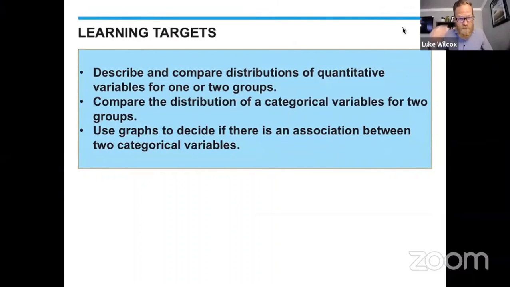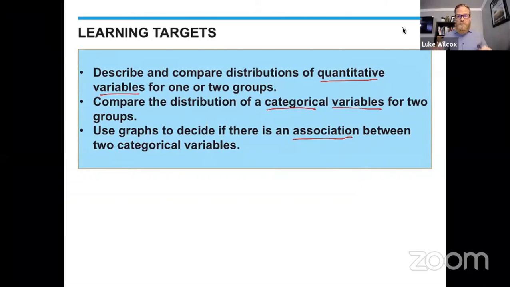The learning targets. First one, describe and compare distributions of quantitative variables for one or two groups. Learning target number 2, compare the distribution for a categorical variable for two groups. So we're going to be dealing with both quantitative and categorical variables in today's lesson. And the last learning target is use graphs to decide if there's an association between two categorical variables.